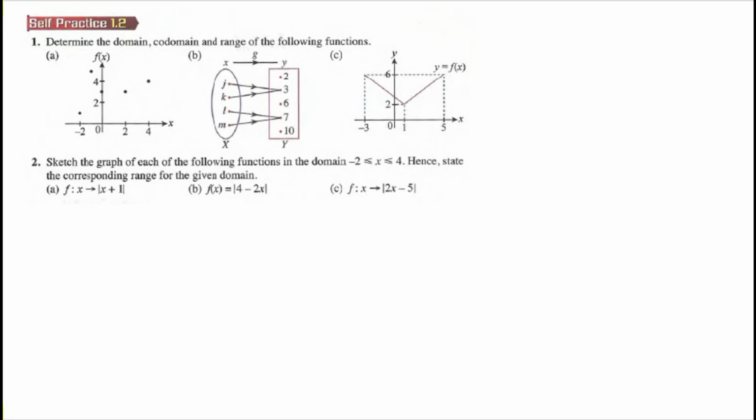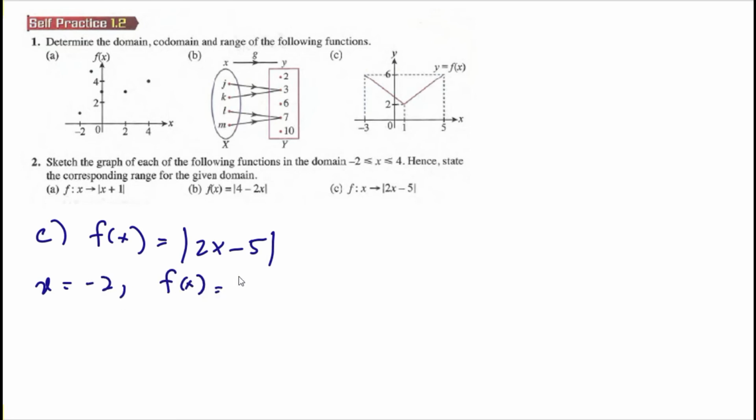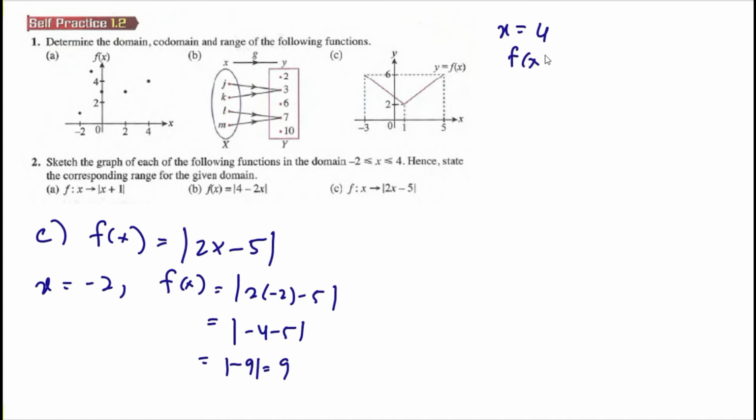Okay, so for C, f(x) = |2x - 5|. So when x is equal to -2, f(x) is equal to |2(-2) - 5|, which is -4 minus 5, which is -9, equal to 9. So when x is equal to 4, f(x) is equal to |2(4) - 5|, which is 8 minus 5, which is |3|, which is equal to 3.